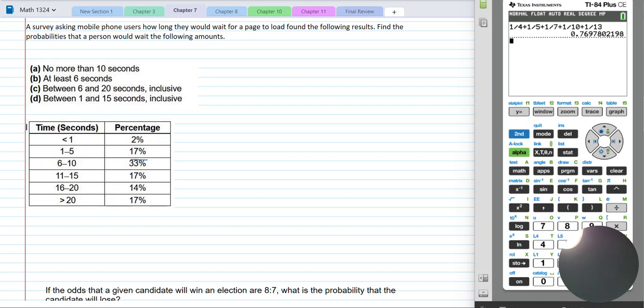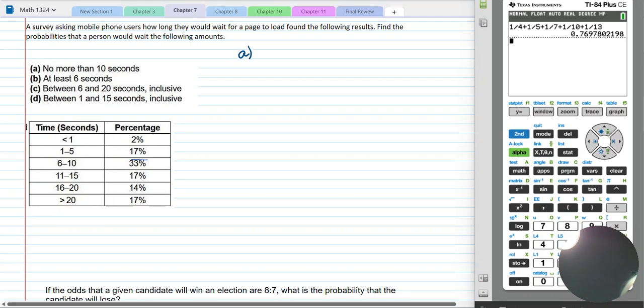Let's complete the last two examples I have for you in section 7.4. In this one, we have a multi-process. It's a survey asking mobile phone users how long they would wait for a page to load. Found the following results. Find the probabilities that the person would wait the following amounts. And we're going to start with A. The probability that they'd wait more than 10 minutes.